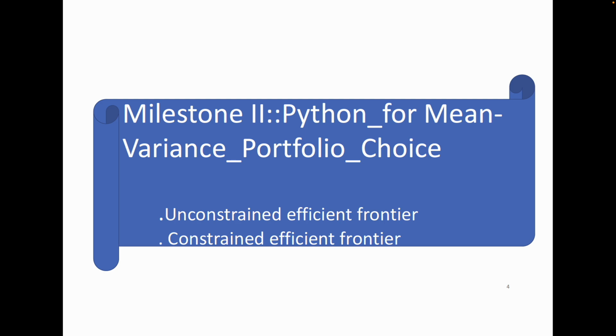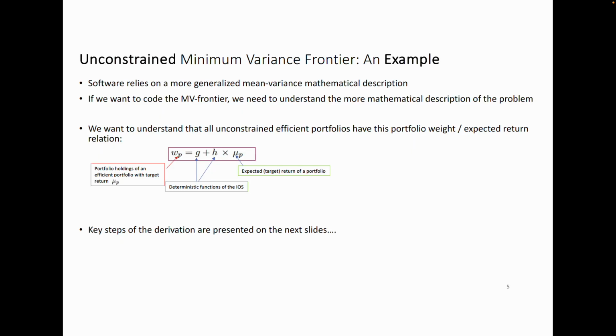Okay, but for now, we get to the milestone of seeing how we can implement the search for the efficient frontier in Python. And we will look at two examples. One is an unconstrained efficient frontier, and the other one is the constrained one. In the unconstrained, the investor doesn't have any bounds on the portfolio holdings, while in the constrained one, we will put bounds around the portfolio weights. Good.